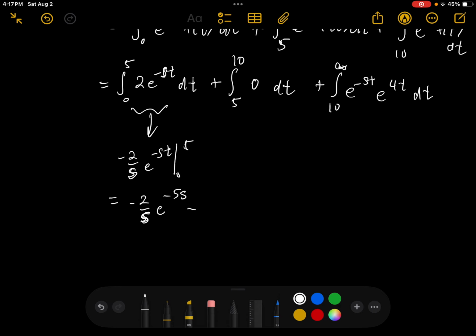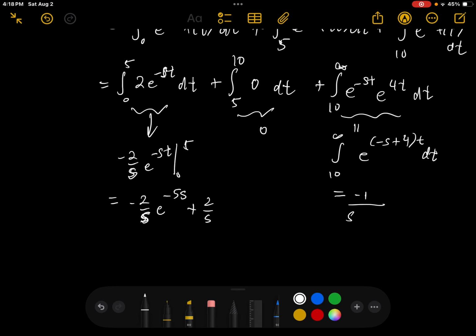Yeah, negative 2 over s e to the negative 5s minus negative 2 over s, because you're going to get e to the 0, which is 1. So plus 2 over s, and then that's going to give 0. And then this is going to be the integral from 10 to infinity of e to the negative s plus 4 times t dt. And then that's going to be negative 1 over s minus 4 times e to the negative s plus 4 t evaluated from 10 to infinity.